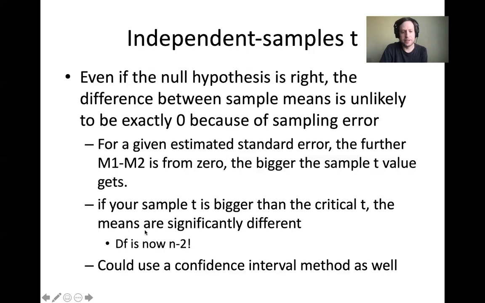It is important to notice now, though, that when we look up our t-table, the degrees of freedom, and I'll show you an example of this, that we're going to be using is now n-2. Instead of n-1, which we used when we had one sample mean, now that we have two sample means, the degrees of freedom that we look up on our t-table is n-2. 2 because we have two sample means.